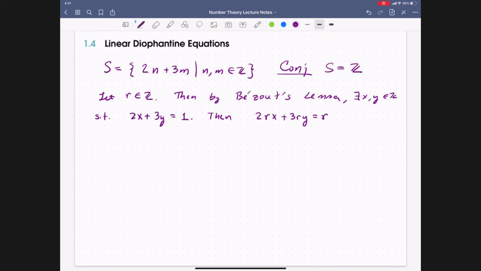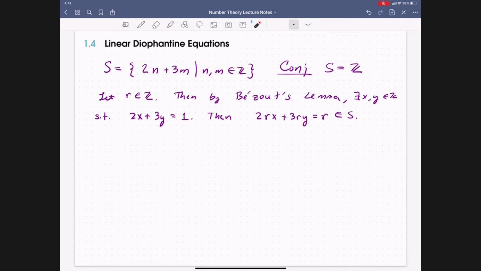But by construction, this is in S. All we have done here is multiply this equation by the integer r. And since this is equal to 1, this is equal to r. And so now we can take our n to be r times x, our m to be r times y, and we have that r is in S.